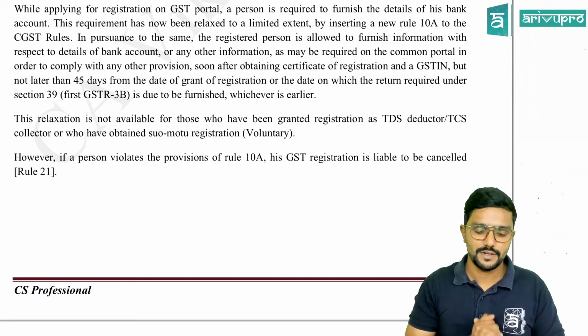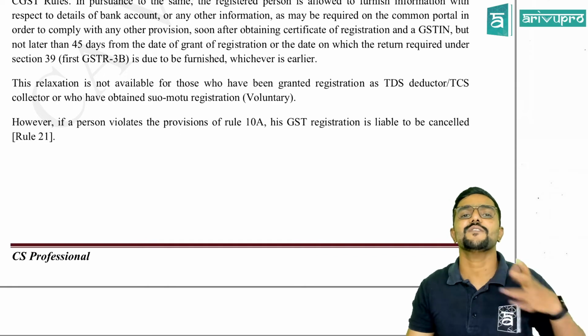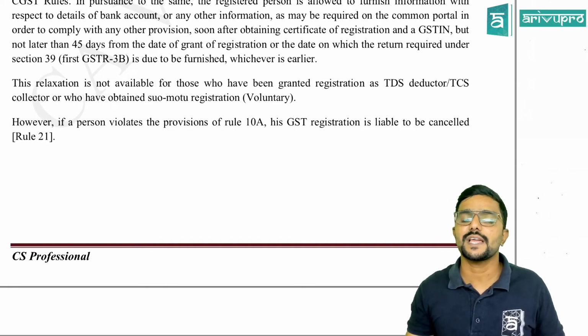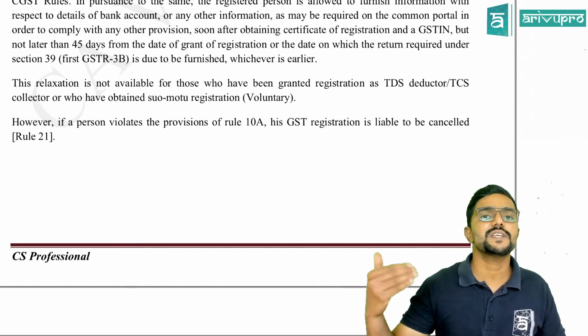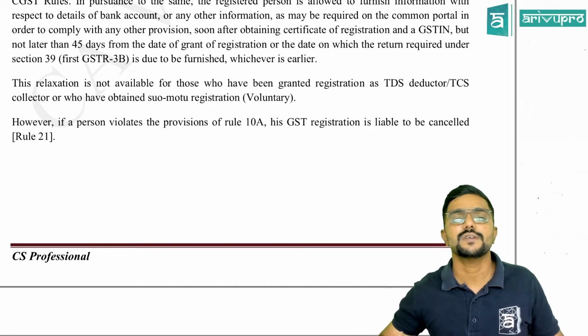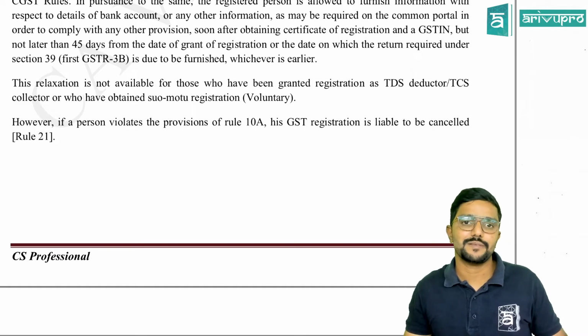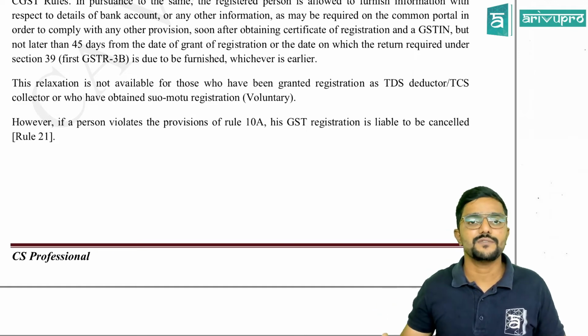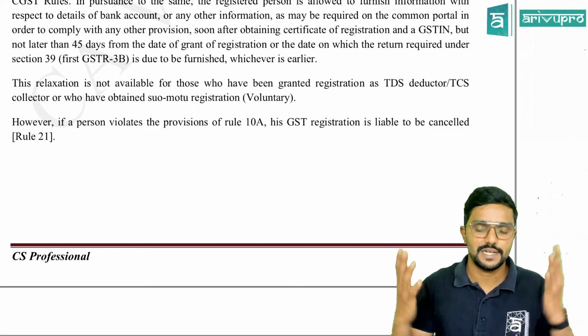Clear? Yes, sir. However, if you violate the provisions of Rule 10A, your registration is liable to be cancelled. Means, sir, I have applied for a registration and I have got the registration without bank account details, but within 45 days I failed to give the bank account details. So in that case, your registration will be cancelled as per Rule 21. And there is a separate section for this. Cancellation of registration can be done as per Section 29. We will be learning that in the later part of this chapter, guys, in the next class.